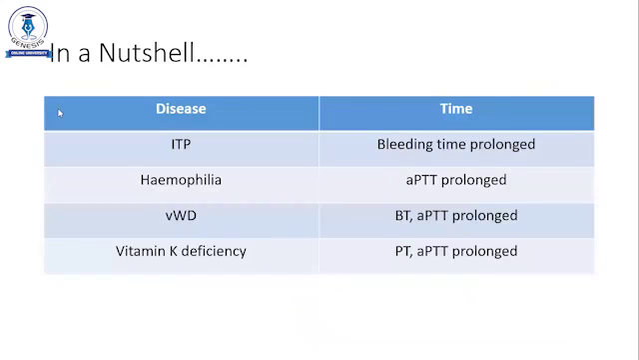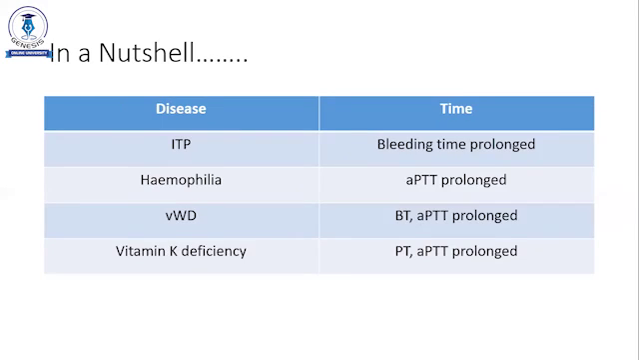So in a nutshell, in ITP, only the bleeding time is prolonged. In hemophilia, only the aPTT is prolonged. And in von Willebrand disease, bleeding time and aPTT both are prolonged. And in vitamin K deficiency, we recall factors 2, 7, 9, 10. Both prothrombin time and aPTT are prolonged.